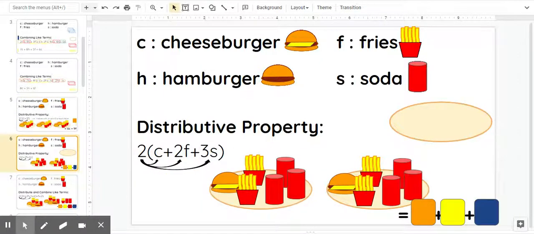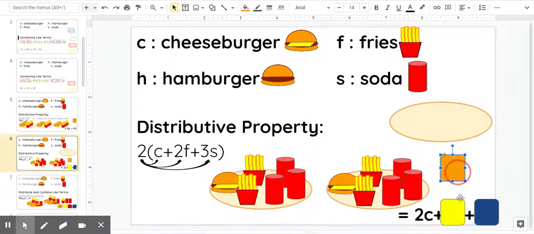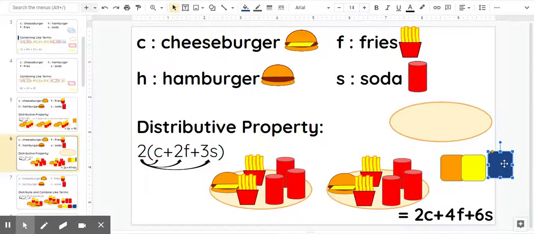So for this one, I have 2 tables because there's a 2 in front. And then at each table is all of this stuff: a cheeseburger, 2 fries, and 3 sodas. So then I count up everything. I have 2 cheeseburgers and 4 fries and 6 sodas.